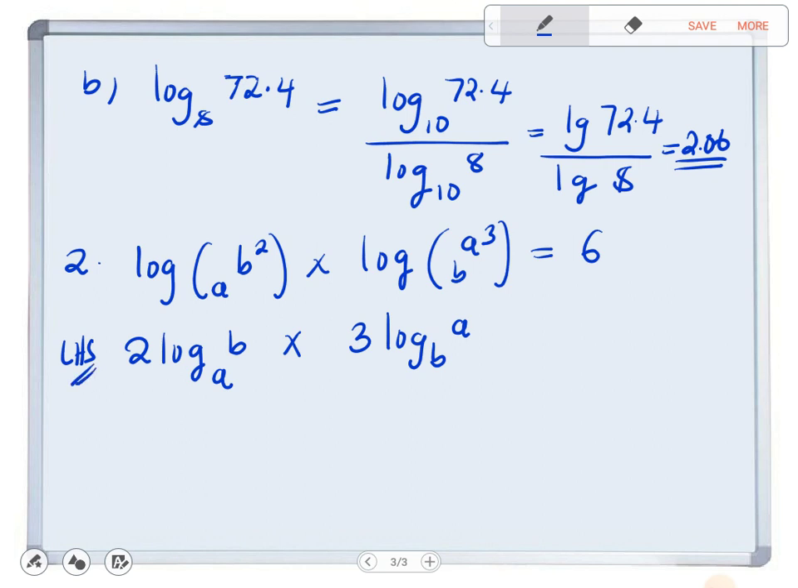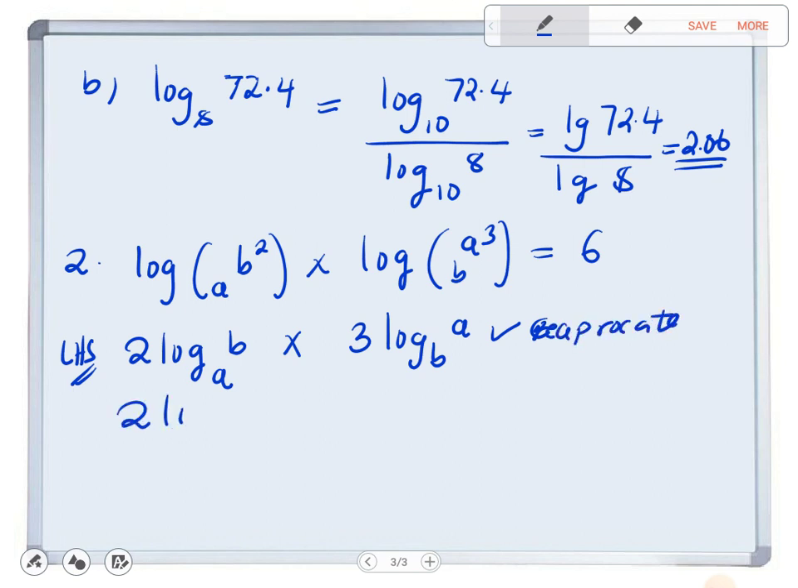But look at this. Here the base is a and here the base is b, so we can't multiply them. How do we multiply them? We need to make the bases the same. To make the bases the same, we reciprocate one of these. So we reciprocate this one.